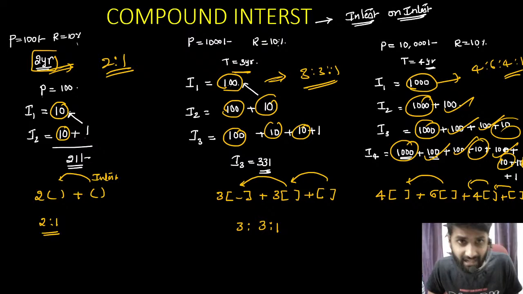Clear? So what are the ratios? If it is 2 years, keep in mind the ratio is 2:1. If it is 3 years, the ratio is 3:3:1. If it is 4 years, the ratio is 4:6:4:1. Let me explain clearly. Clear? I will explain, guys. Don't worry.